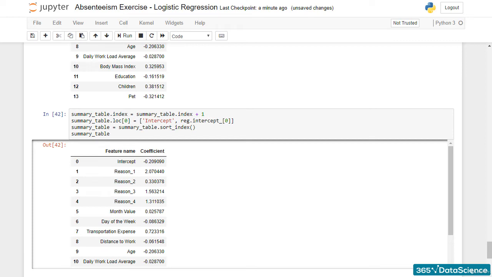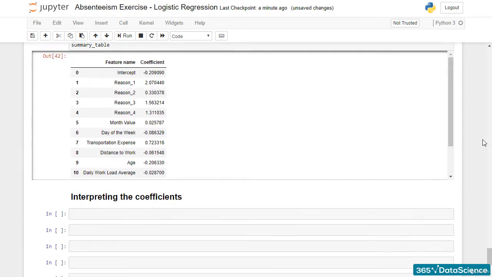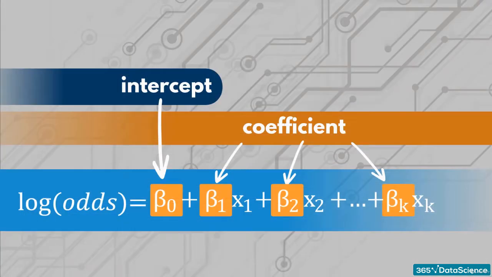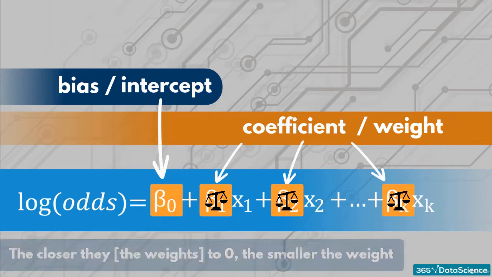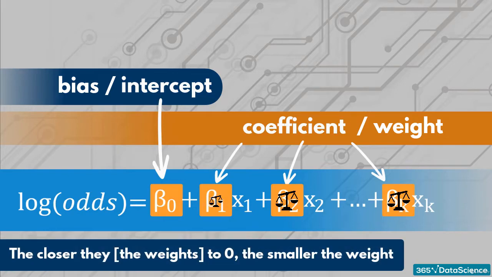Okay, it is high time we interpreted the coefficients. Let me remind you that the coefficients are also called weights, while the intercept, bias. These notions are useful because the weights show how we weigh a certain input. The closer they are to zero, the smaller the weight. And alternatively, the further away from zero, no matter if positive or negative, the bigger the weight of this feature.